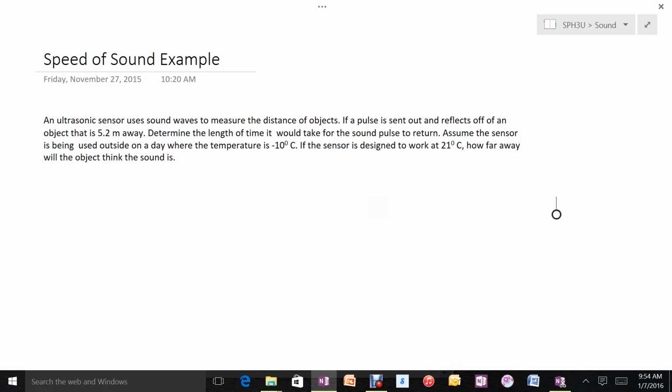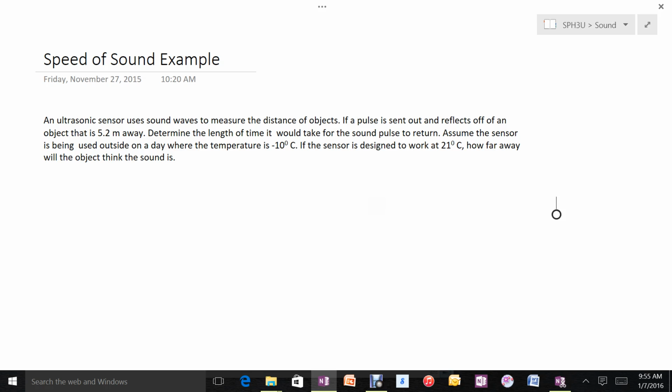An ultrasonic sensor uses sound waves to measure the distance of objects. If a pulse is sent out and reflects off of an object that is 5.2 meters away, determine the length of time it would take for the sound pulse to return. Assume the sensor is being used outside on a day where the temperature is minus 10 degrees Celsius. If the sensor is designed to work at 21 degrees Celsius, how far away will it think the object is?